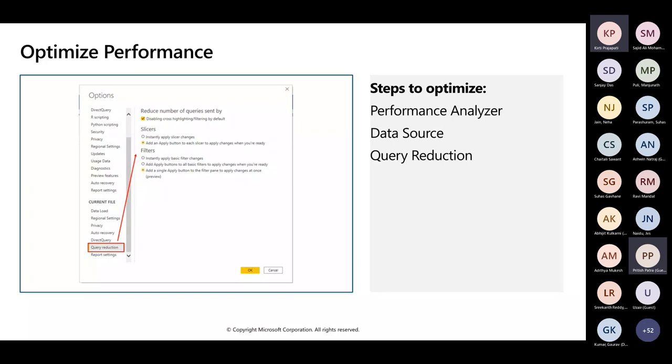First, we can consider optimizing data in Power BI Desktop. So within Power BI Desktop, we can optimize the data. When we have optimized the data source as much as possible, we can take further actions within Power BI Desktop, like using Performance Analyzer or query reduction. But once we have the data, then we can go with this. So this is all about performance optimization.